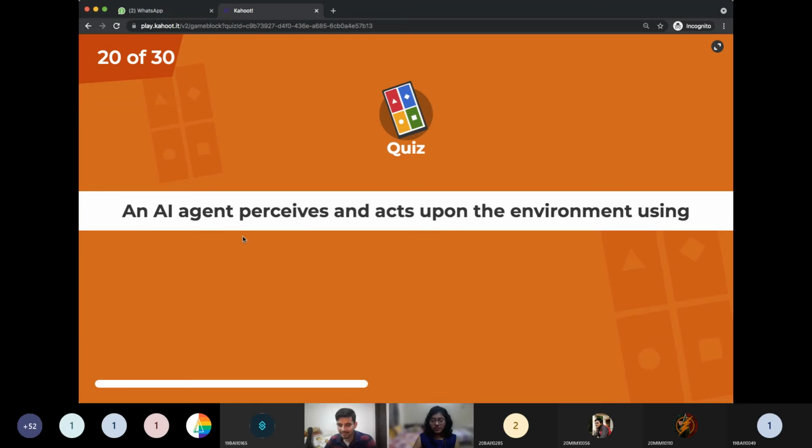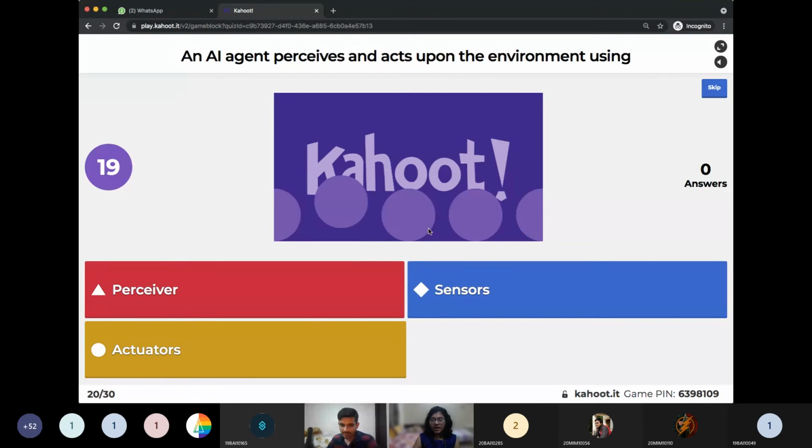Now, this is a multi-choice question. An AI agent perceives and acts upon the environment using. Is it perceiver? Is it sensors? Is it actuators? And I must mention this, that getting the correct answer, be it any one of it, will also give you some points. So be very precise with your answers. Just don't choose the wrong answer, even if you have doubt.